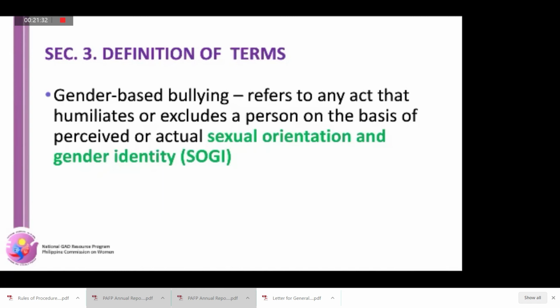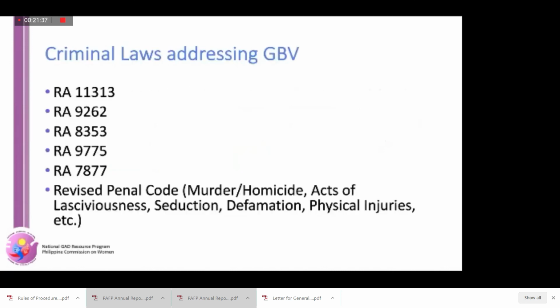There are other specific laws, particularly criminal laws, whereby gender-based violence should be punished. There are a lot. RA 11313, or the Safe Spaces Act, was enacted in 2019. RA 9262, the Anti-VAWC Act. Article 266-A is the Anti-Rape Law. RA 9775 is the Anti-Child Pornography Act. RA 7877 is the Anti-Sexual Harassment Act. And of course, our Revised Penal Code, the oldest penal law of the land, which punishes various acts, again talking about gender-based violence.